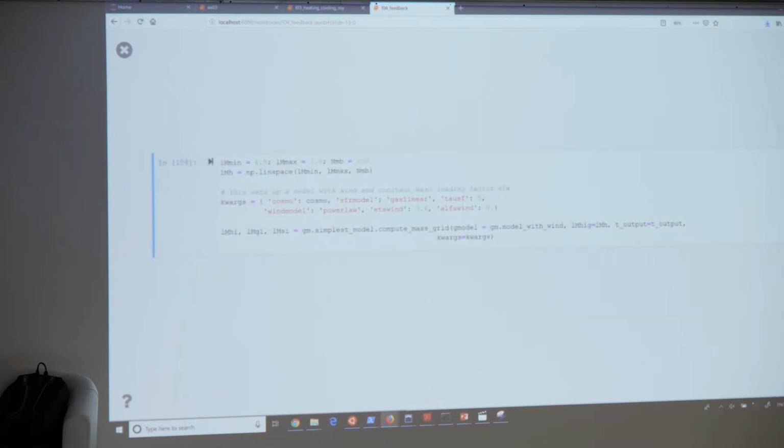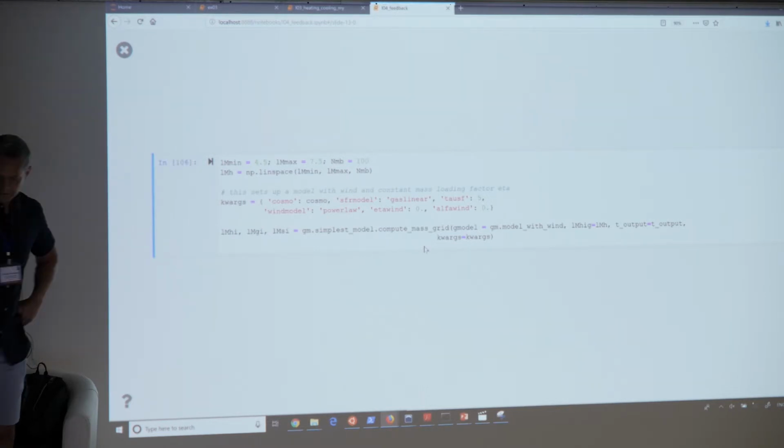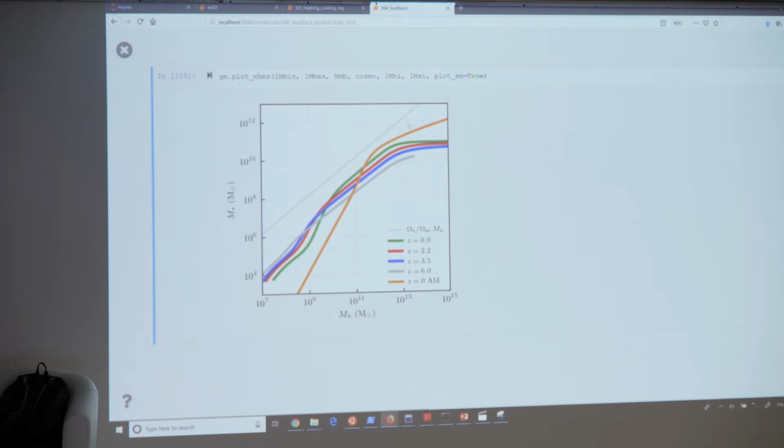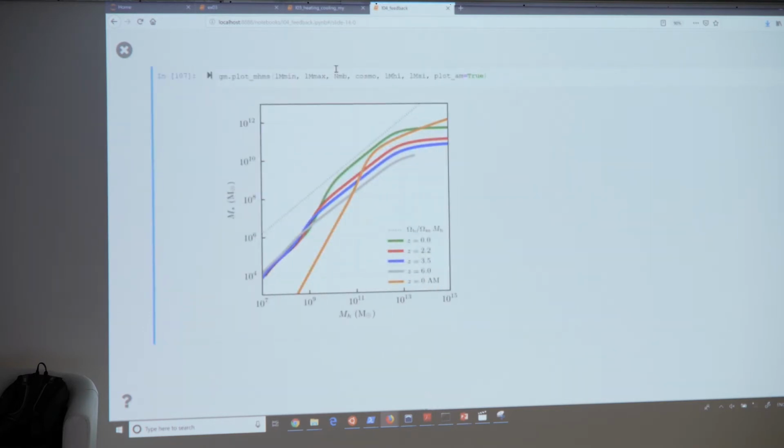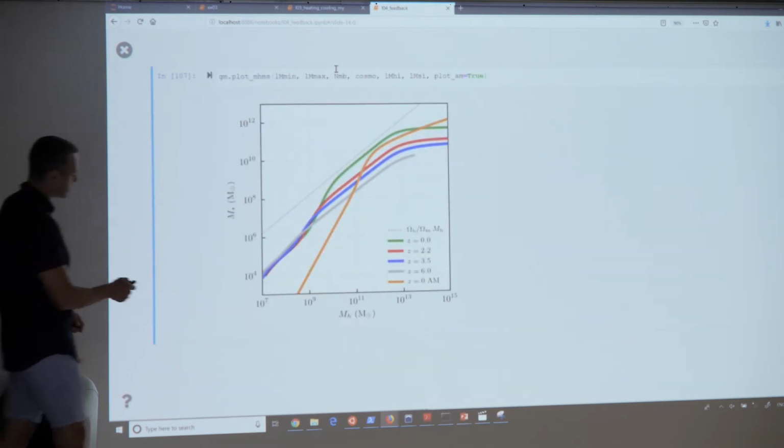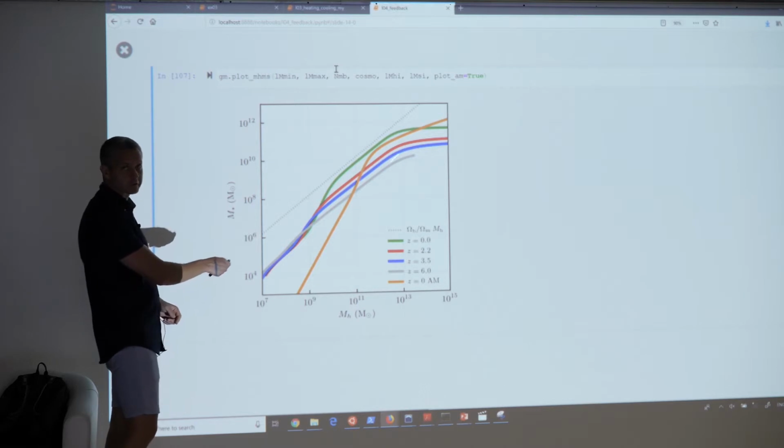In fact, it's live, so we can actually rerun it. I can just set it to 0. This will be no wind. And let's replot. So this is no wind. And what you can see is that, well, the shape looks similar, but the green line is much closer to the dotted line, right?